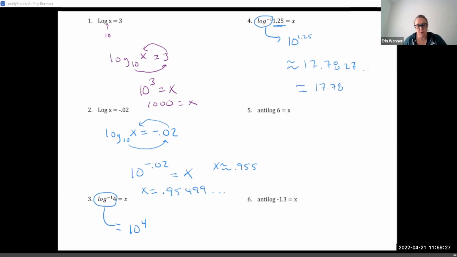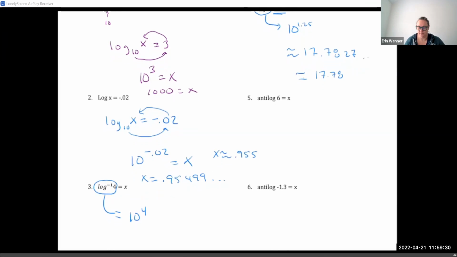And then another way that you will see it represented is anti-log. Again, much like log to the negative first, anti-log means the same thing. So anti-log of 6 equals x just means 10 to the 6th equals x. So you're just taking this anti-log part, thinking 10 to that value. So then what would we write for number 6?